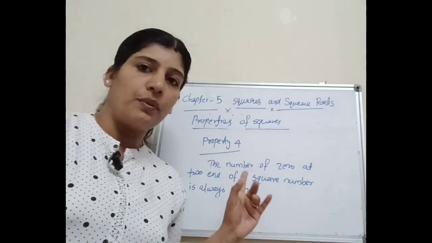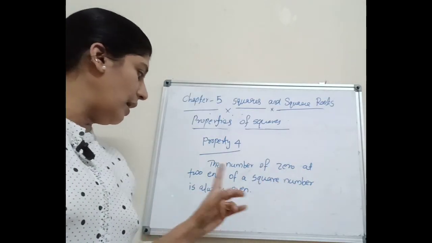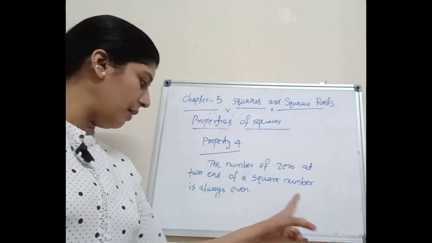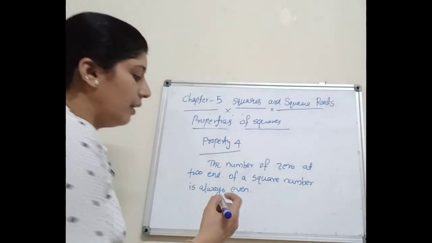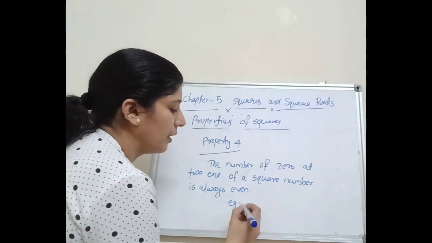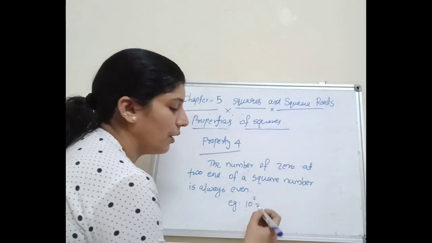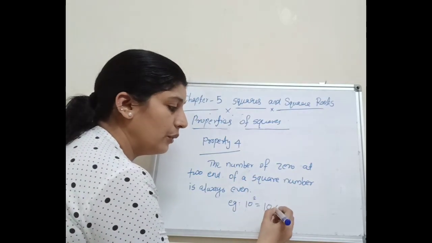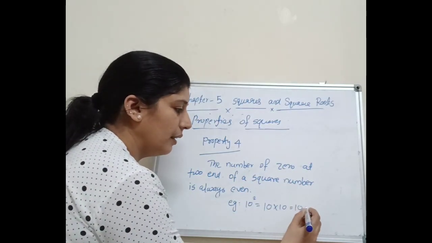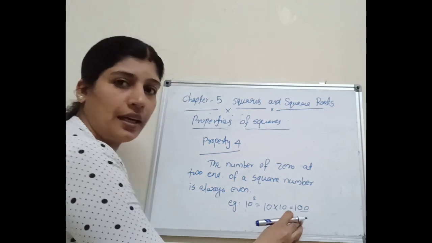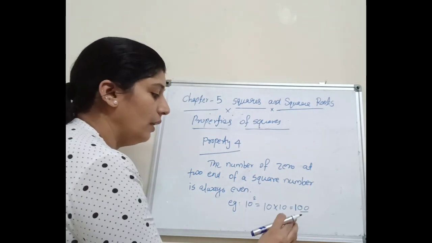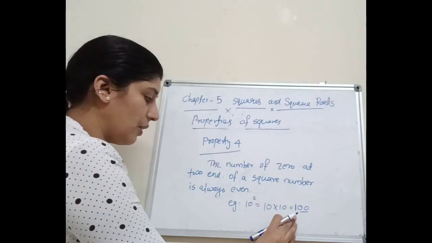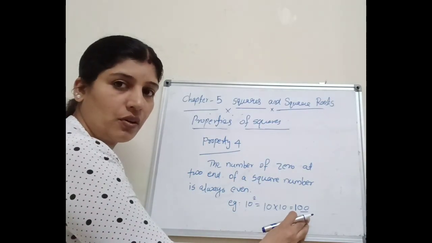Next, the fourth property is the number of 0s at the end of a square number is always even. That means, for example, considering 10 square. 10 square is equal to 10 into 10, that is 100. Then 100 ends with two zeros. Therefore, it is an even number. That number is always even.